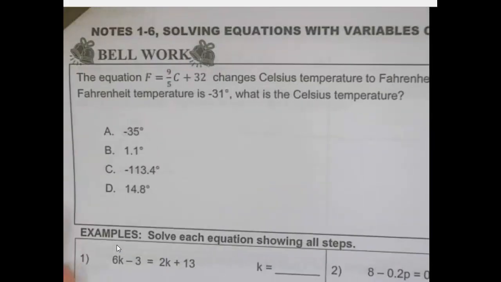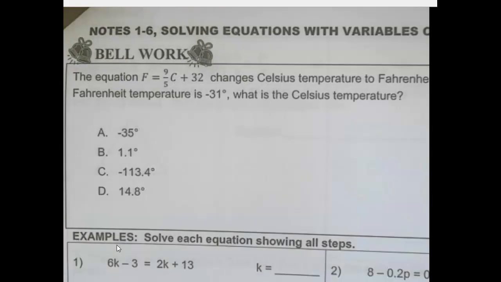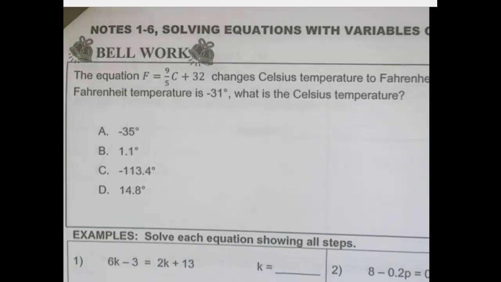All right, I want you to go ahead and do the bell work problem on your own.